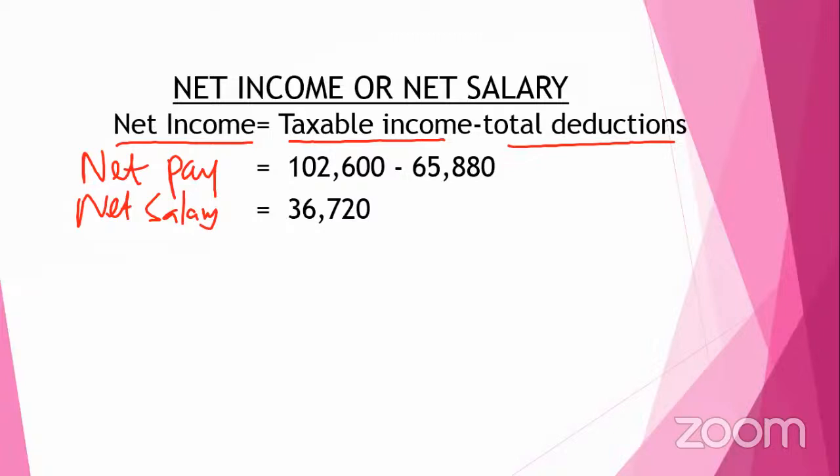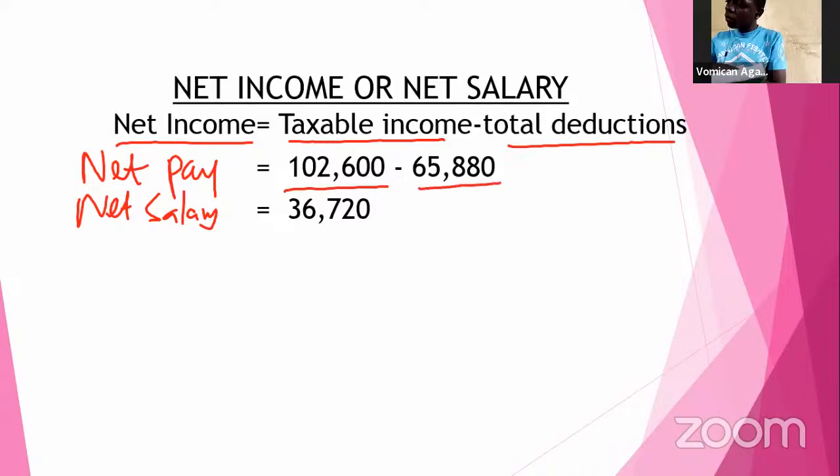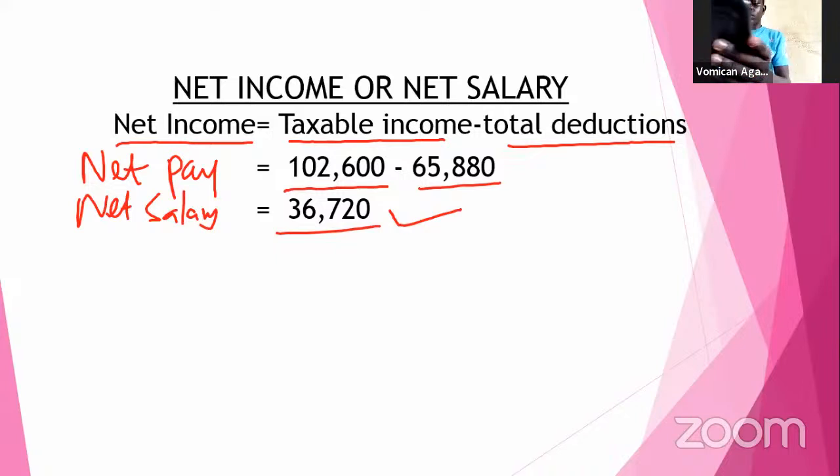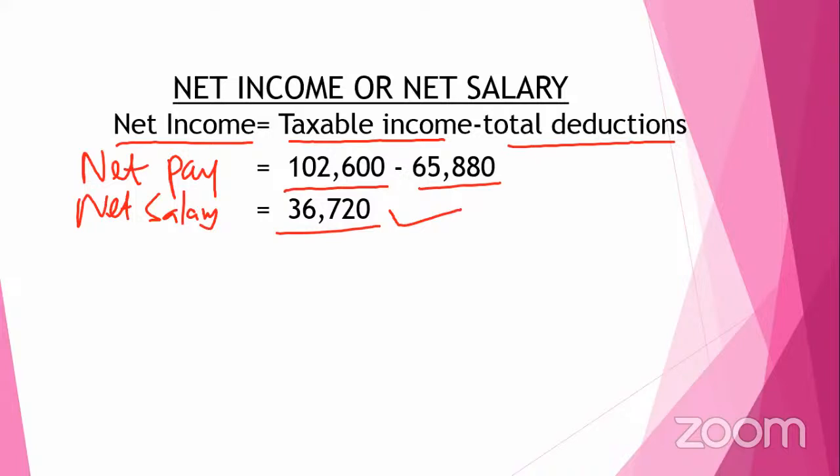So the question is, how much was I to get at the beginning? I was supposed to get 102,600 minus the total deductions, which got 65,880. So this is what you find in your account. If you are employed to earn 102,000, when we subtract the deductions, you only take home that 36,720.